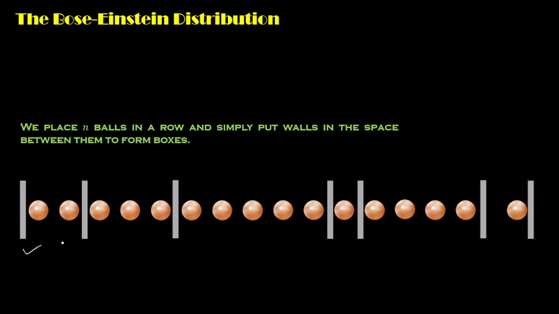The first and second wall form one box, box number 1. Second and third form box 2. Third and fourth, box 3. And in this way, m-th and m plus 1-th wall will form the m-th box. So there are m plus 1 walls and n balls. So we have put the walls in the space between the balls and get the balls into different boxes, a different number of balls into different boxes.